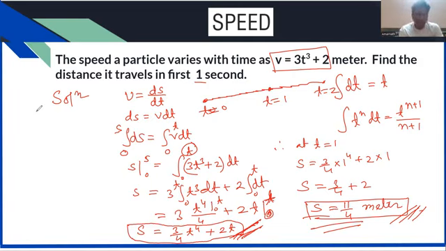Now you see, we need to calculate the distance between this point and this point. So this is the distance. It means this is the lower limit and this is the upper limit. From where to where we need to calculate, that is nothing but a limit. They have asked for the first 2 seconds. If they asked what is the distance traveled between t equal to 2 and t equal to 4, then the lower limit will be 2 and the upper limit will be 4.